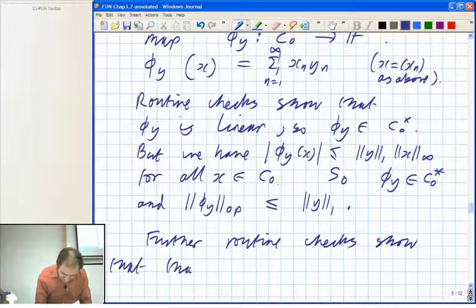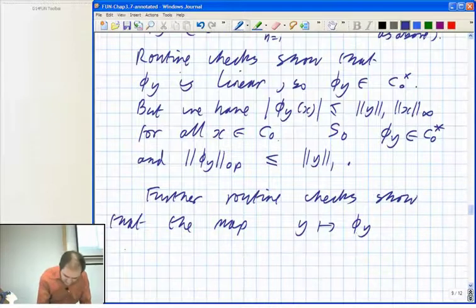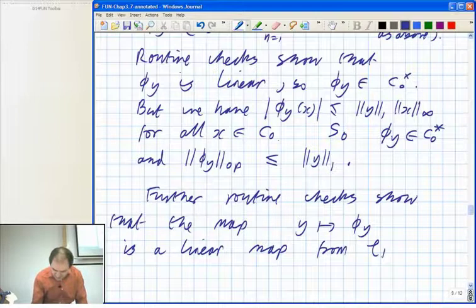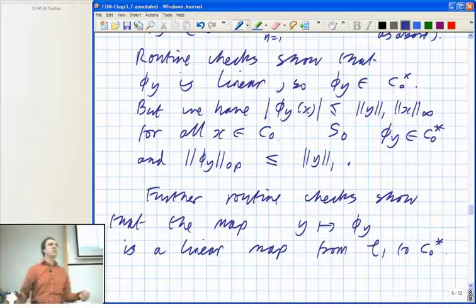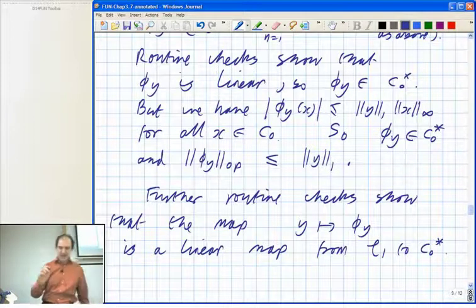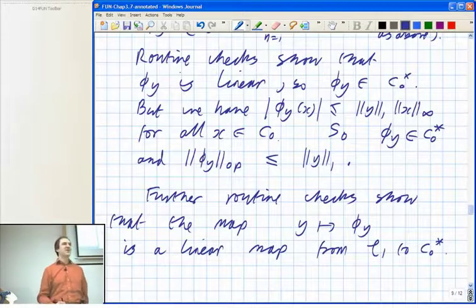The map that takes y to phi y is a linear map from L1 to C0 star. That's not the same linear map we just checked above. Above, we said for a particular y, phi y was a linear functional. Now we're saying that the map that takes y to phi y is a linear map from little L1 to C0 star. So different domains here.